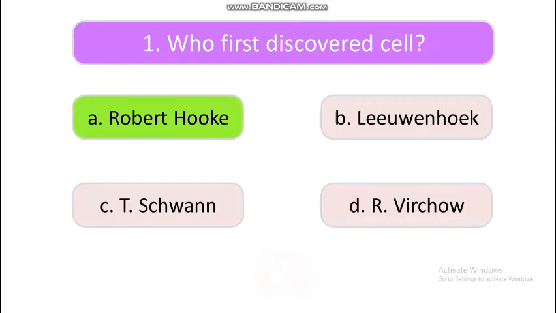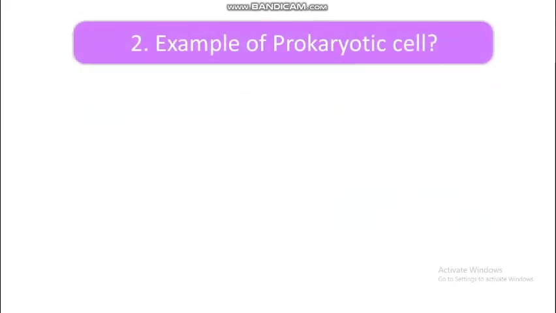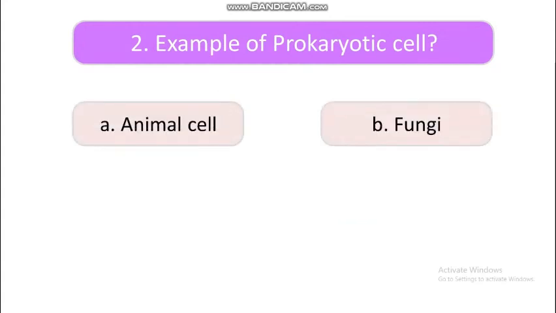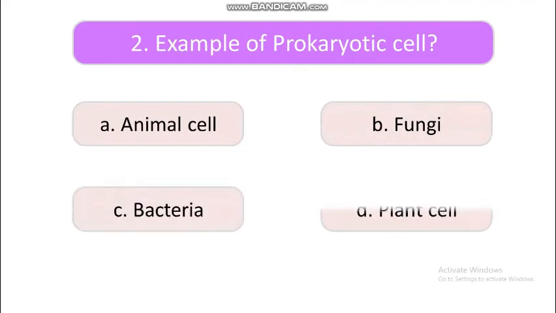If you have given me the correct answer, then just go ahead and mention in the comment section what was the answer you have mentioned for the first question, and do the same thing for the other questions as well. Coming to the second question, example of a prokaryotic cell. Is it an animal cell, or a fungi, or a bacteria, or a plant cell? What do you think? 3, 2, 1, 0, go. Time's up again. So the answer is, what do you think? Correct. It is the bacteria.